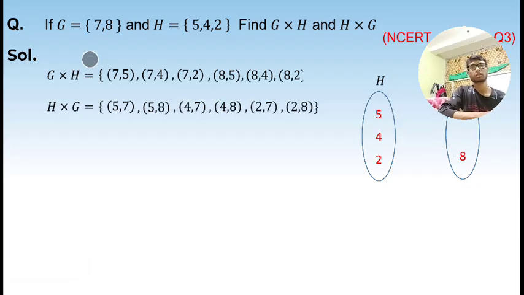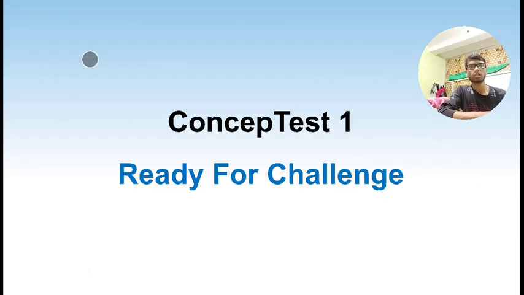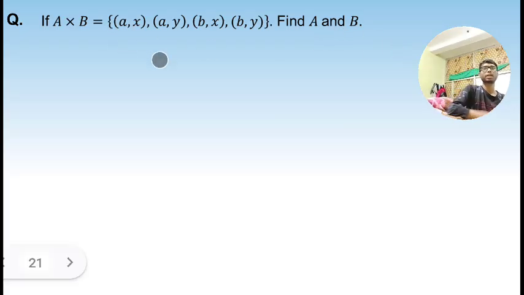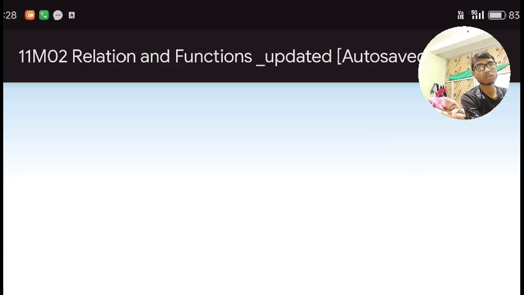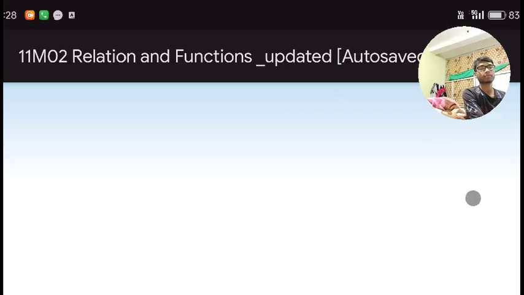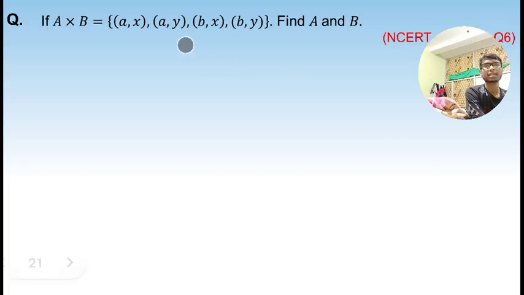Okay, I hope you are ready for the challenge. If A × B, find A and B. We know that all these x values are of the first set, and the second y values are of the second set. Here you can see, I can say confidently that A, then B.